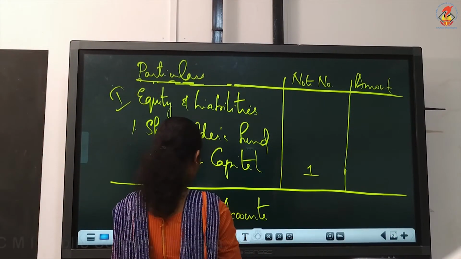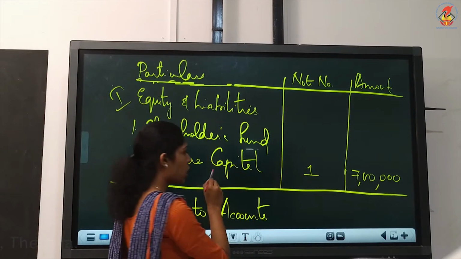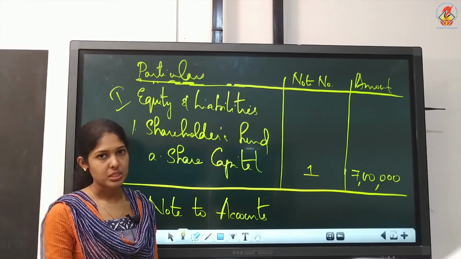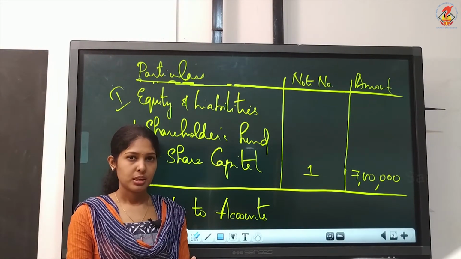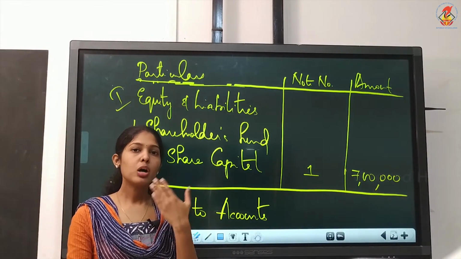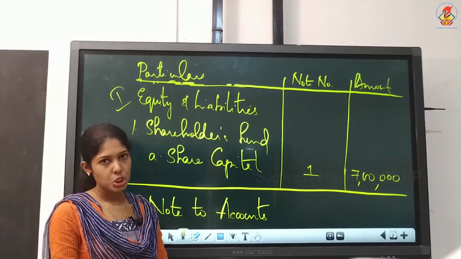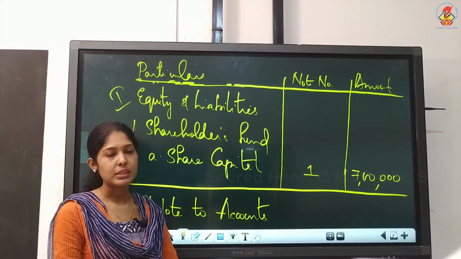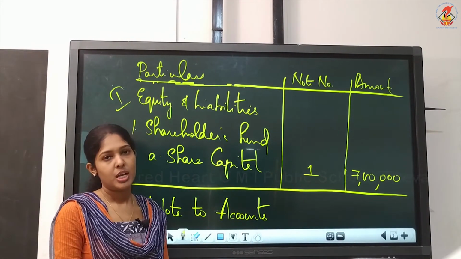Understood? That subscribed and fully paid up, that is the amount which you received, which you can write in the amount column against share capital. So this is how you have to do the balance sheet. In certain questions, along with journal entries, they will ask you to do the balance sheet also. So you must be thorough with this format and this subdivision of share capital.